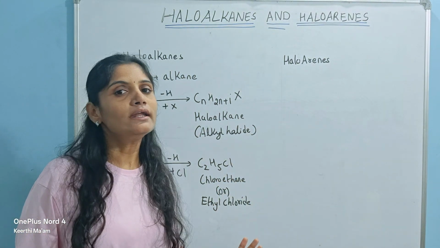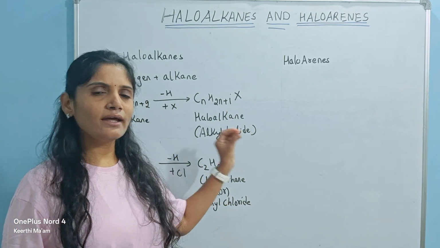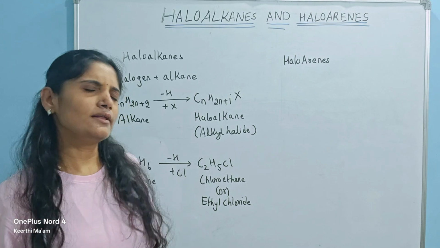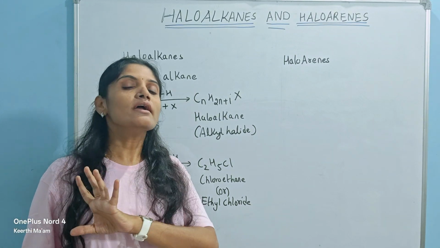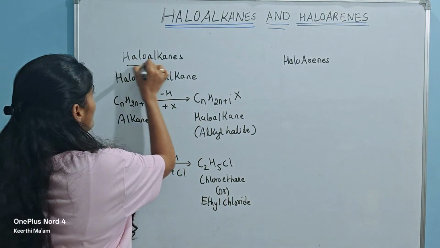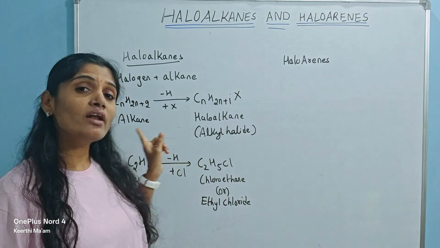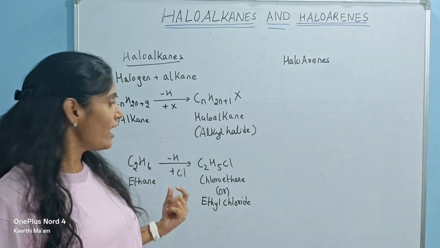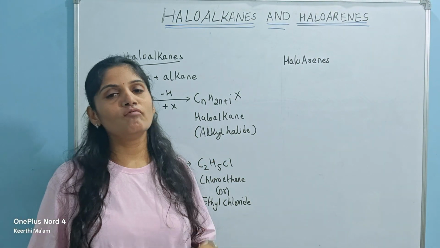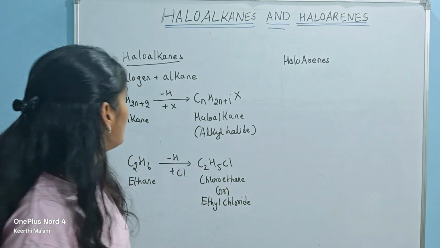Now how to write the IUPAC names of haloalkanes and haloarenes, I will teach you in detail regarding the IUPAC nomenclature of these two categories. So you don't worry regarding that. We will do IUPAC nomenclature in very much detail. Okay, so this is about your haloalkanes. Haloalkanes are formed by removing one hydrogen from alkane and replacing it with a halogen, forming your haloalkane, which I also commonly call alkyl halide.